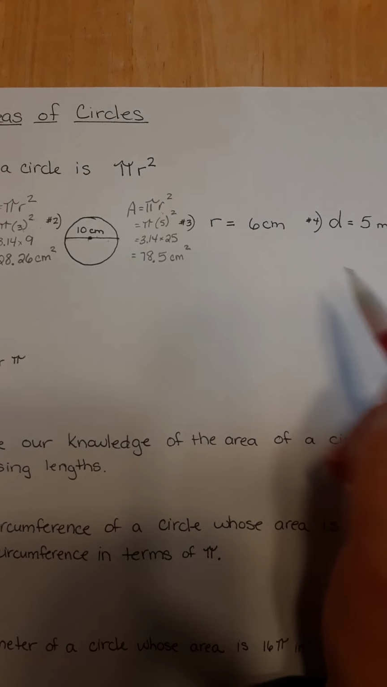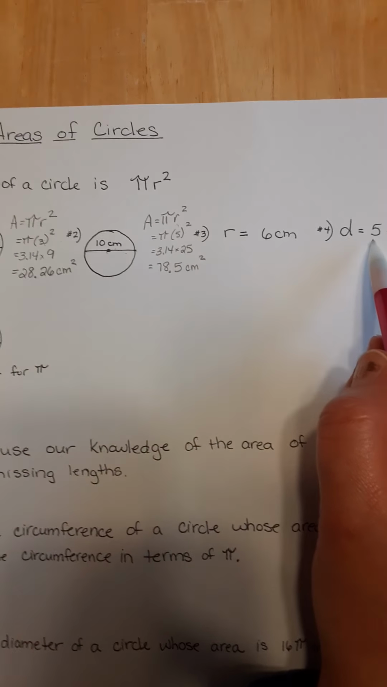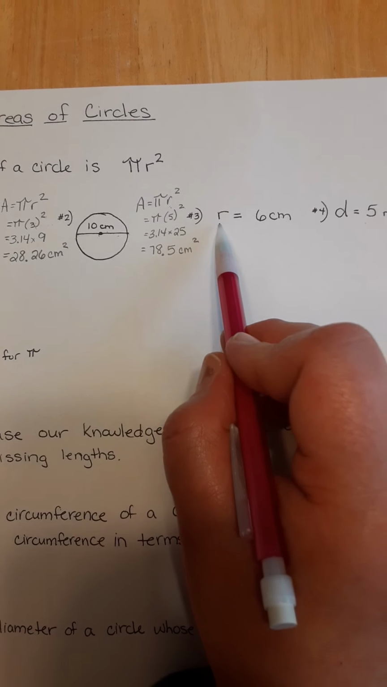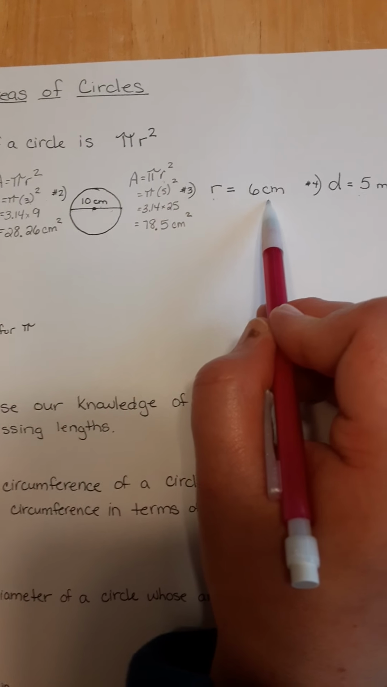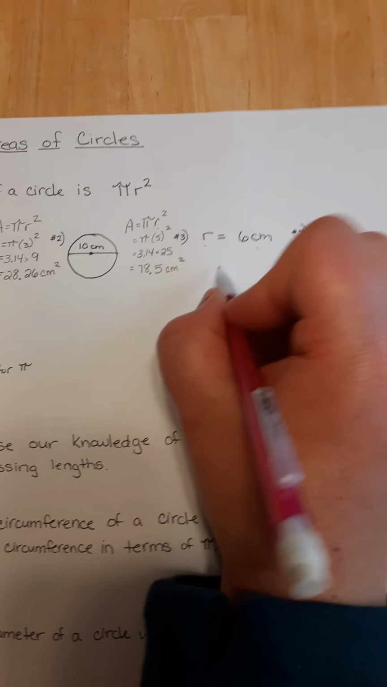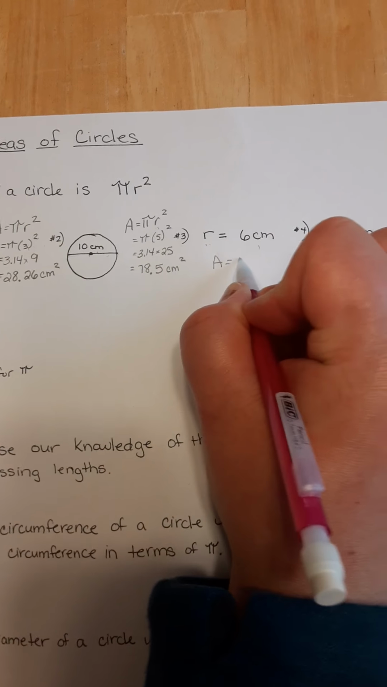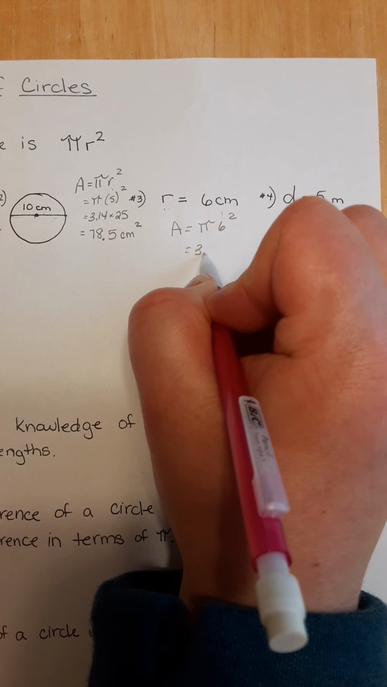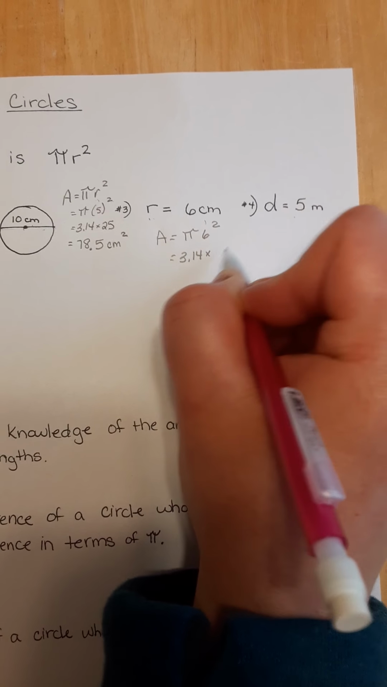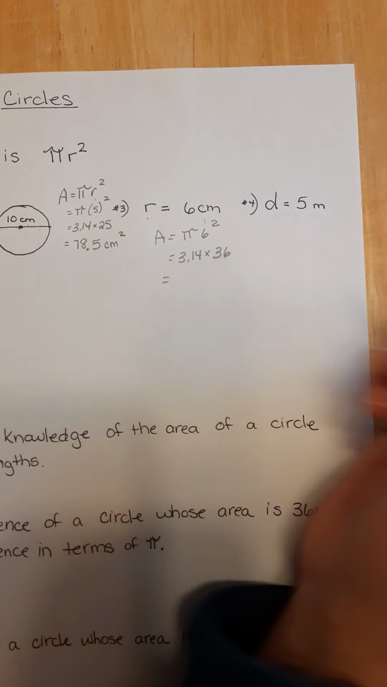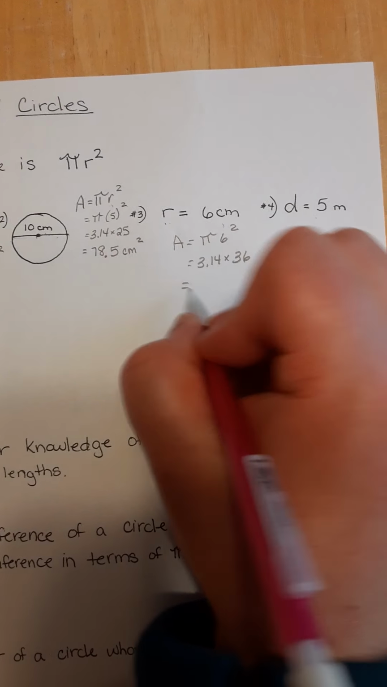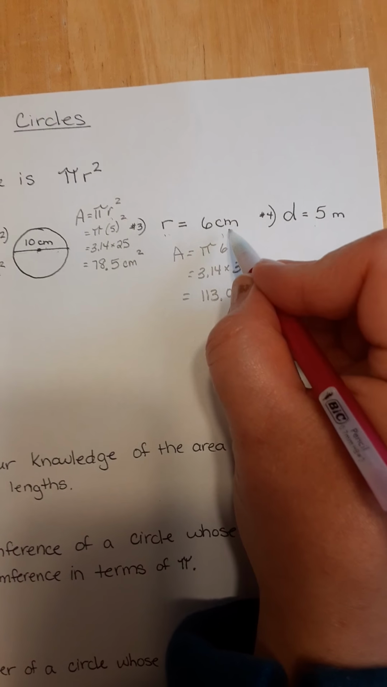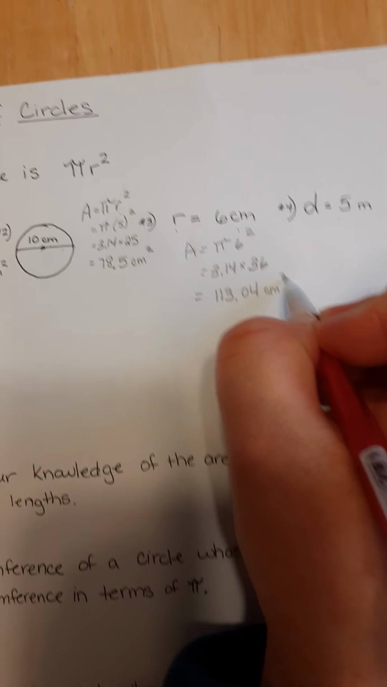Now, we can have problems that don't give us a circle or anything. They just give us the basic important information that we need to know. They told us here we have a circle with a radius of 6 centimeters. Plug that into our equation. Pi times 6 squared. Do the math. Pi is 3.14. 6 squared is 36. Multiply them together and you end up with 113.04. We've got units, centimeters, and we square it.